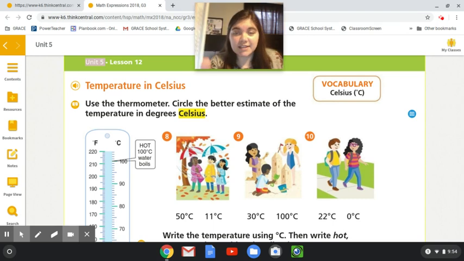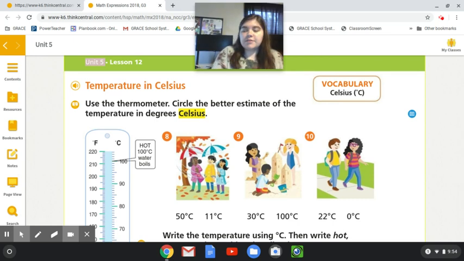But in Celsius, what we're going to talk about today, water freezes at 0 degrees Celsius and boils at 100 degrees Celsius, which is really hot. That's like 212 degrees Fahrenheit or something.